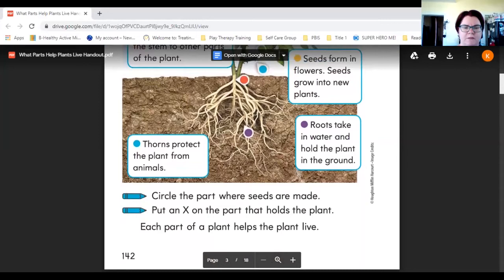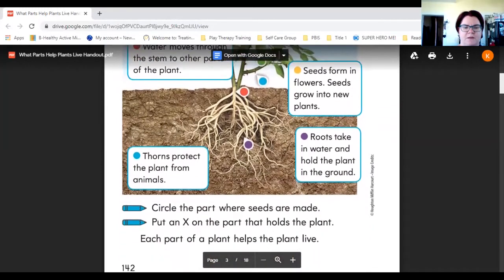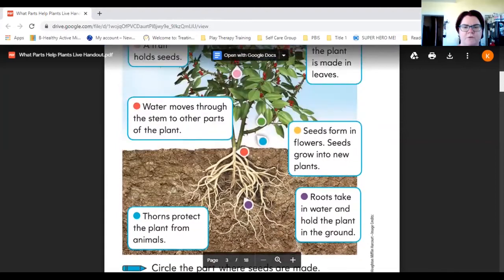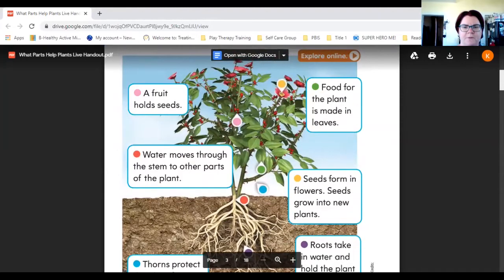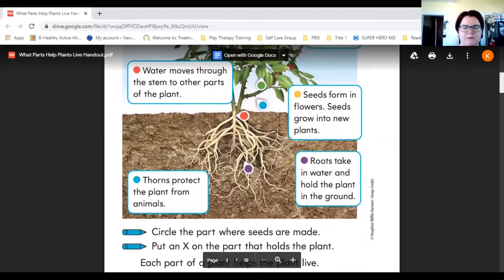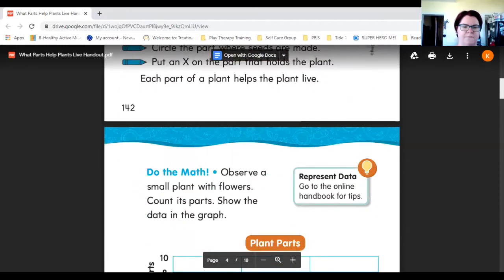So let's look back at this picture, and I want you to point out the parts where the seeds are made. Do you remember where the seeds are made? The fruit is where the seeds are made. All right, and where is the part that holds the plant up? The plant's feet, where's that? It's the roots down at the bottom of the plant. Each part of the plant helps that plant live.